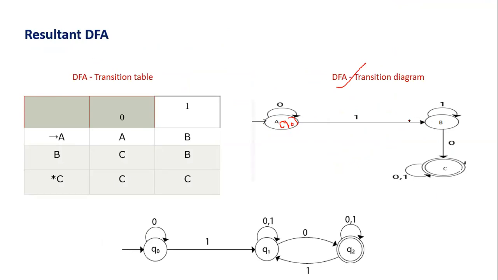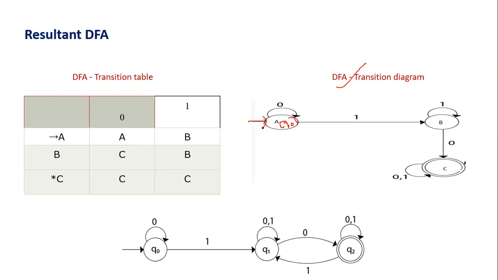And how are we finding the initial state and final state here? Initial state: we already assumed that the initial state of the NFA is the initial state of the DFA. The NFA initial state is nothing but Q0, so that is in A. So I can mention this is the initial state.